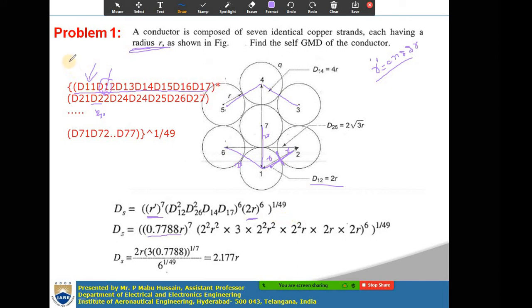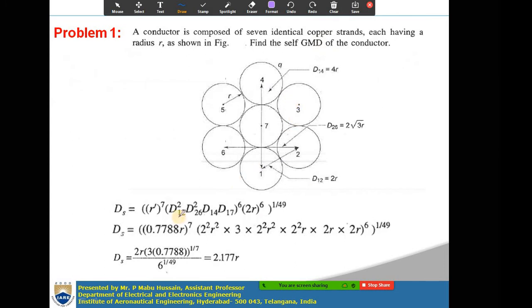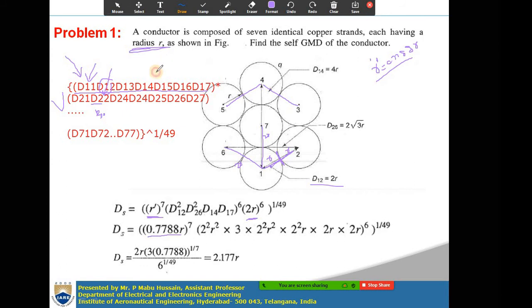Okay. So you have to write the value of all these amounts. First you have to write this expression: D11, D12, D13 up to D117, D21, D22 up to D27, D31, D32 up to D37, D41, D42 up to D47, like that you have to write for all the strands. Now each strand distance you have to substitute there. You forget about this. So you remember this equation. From this equation you write the distances from this diagram.